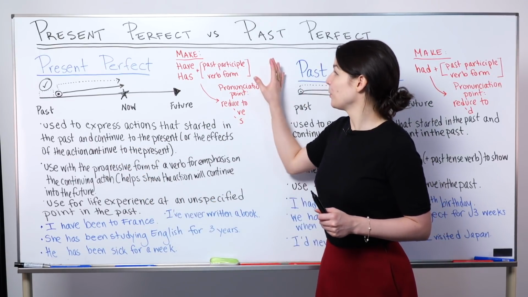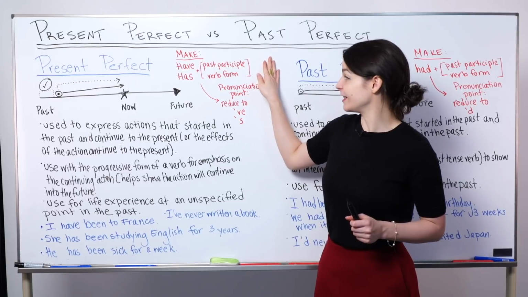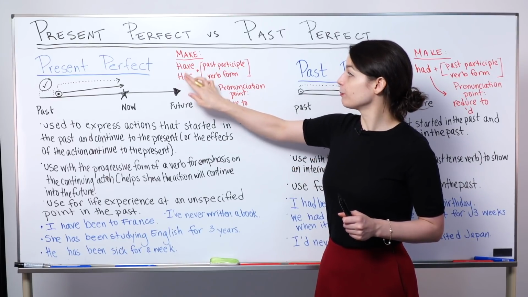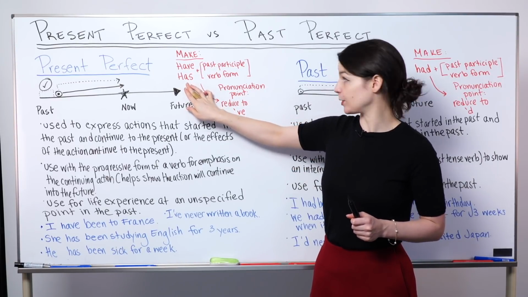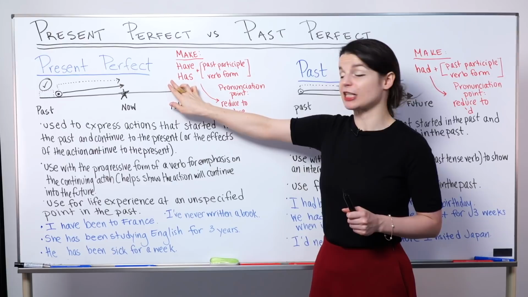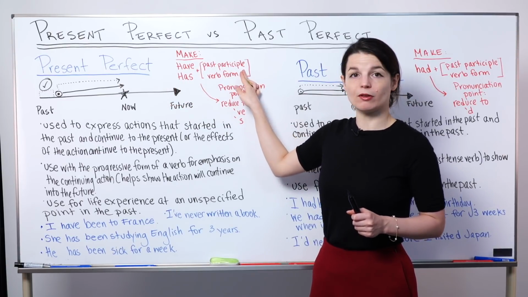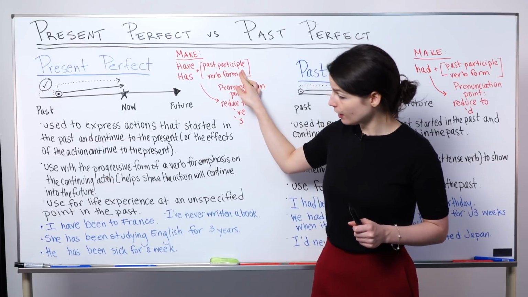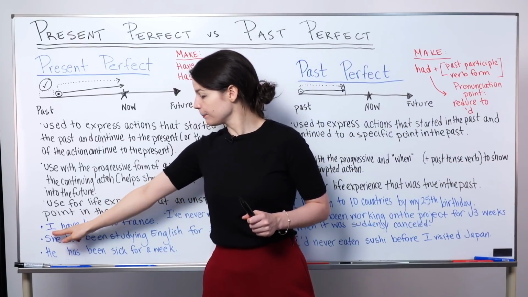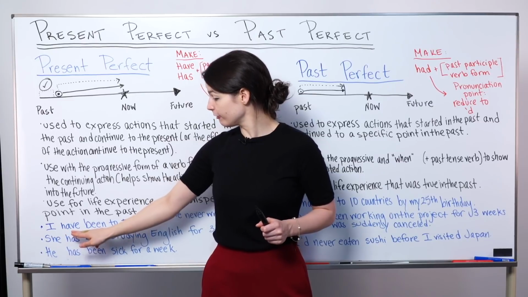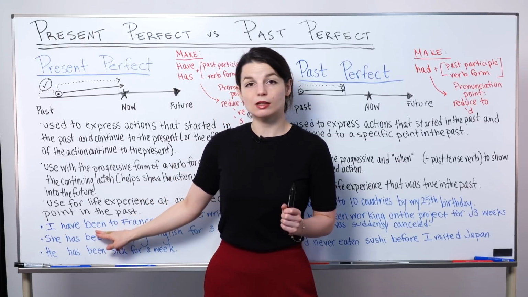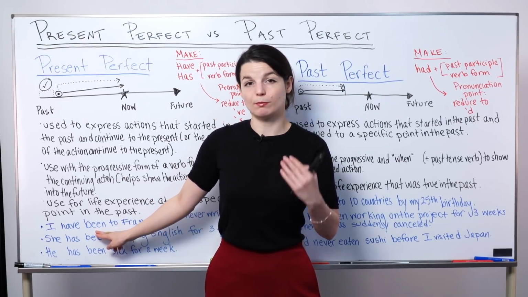To refresh, when we make present perfect sentences, we use have or has, depending on the subject, like I have or she has, he has, plus the past participle verb form. Here, we're using I as our subject, have, my verb is be, so the past participle form is been.